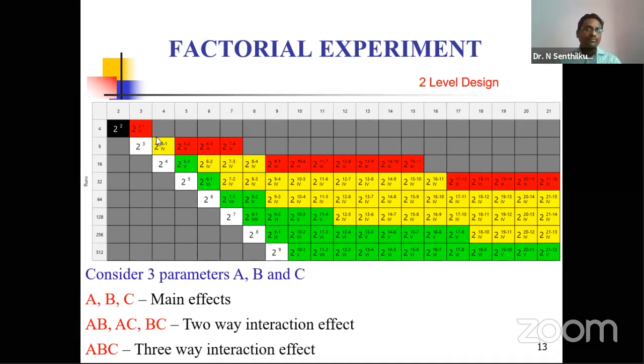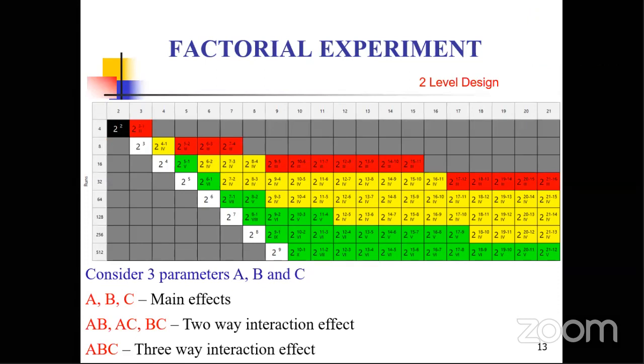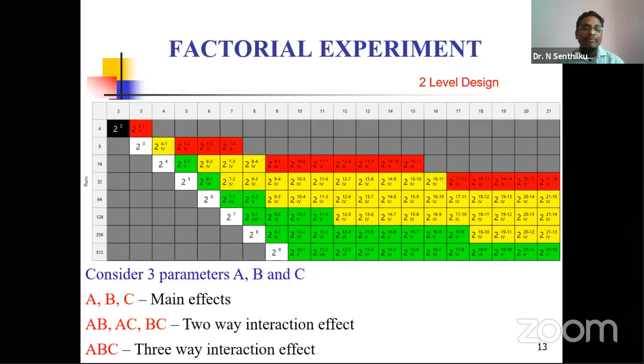Here we will be using the word alias or confounding, which is a negative term. We will also be using the terms main effects and interaction. So what is meant by main effect and what is meant by interaction? Consider 3 parameters, A, B, and C. If the effect of individual parameters is studied, then it becomes main effects. What is the effect of A? What is the effect of B? What is the effect of C? That is main effect.